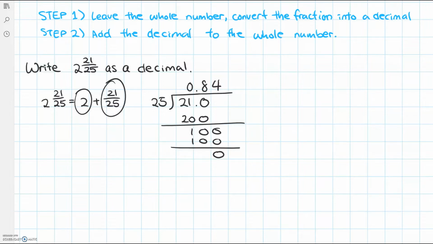That's it, I'm done. It looks like a large number, but it's actually a lot easier than it looks. So now I can change this into 2 plus 0.84, 2.84. Move this down here. I will write my final answer as 2 and 21 over 25 equals 2.84.